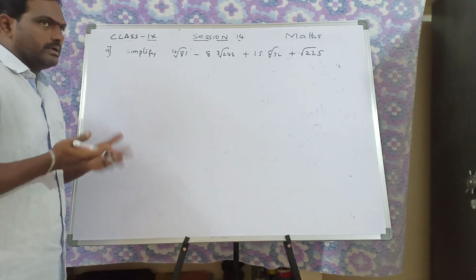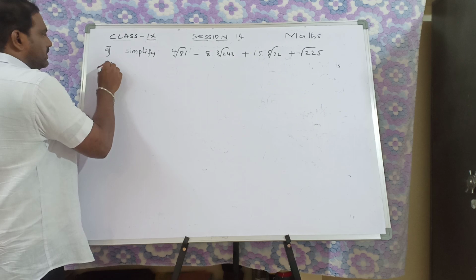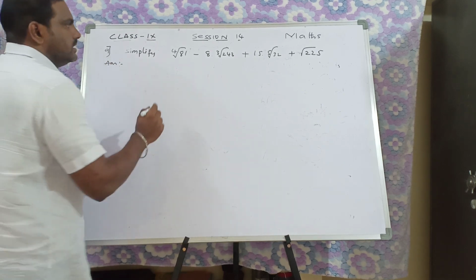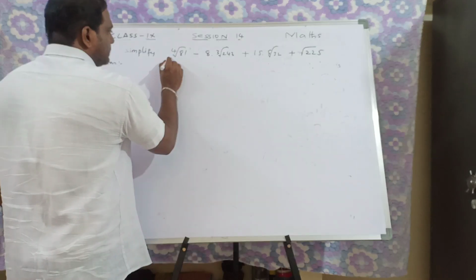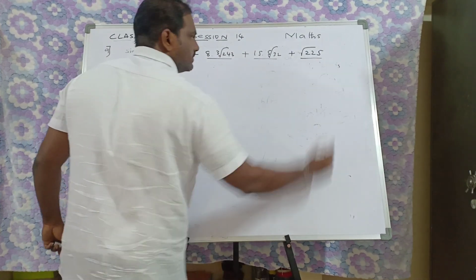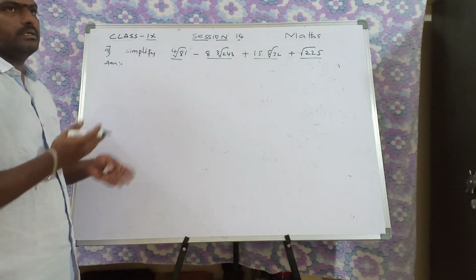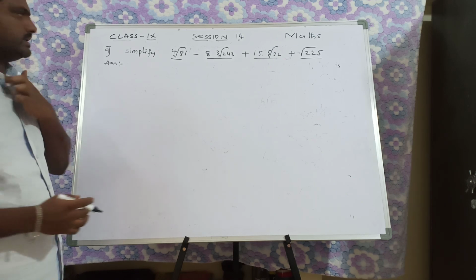So no need to hurry and no need to get confused. What is this question? It's very simple. So how I will solve it is, I will divide this into 4 terms. This is the first term, this is the second term, this is the third term, and this is the fourth term. First I will try to solve it in a simple manner, then you can understand this.